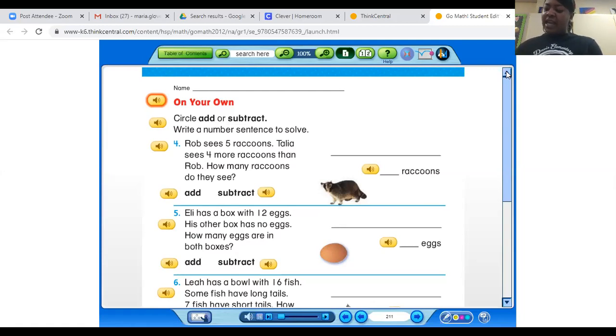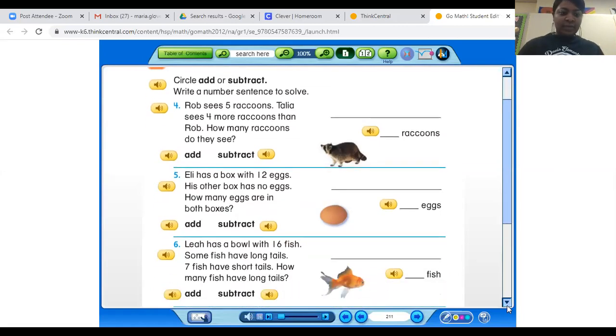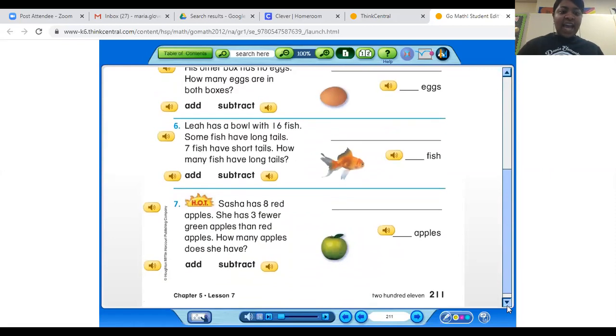All right. Now let's look at our hot problem. Sasha has 8 red apples. She has 3 fewer green apples than red apples. How many apples does she have? All right, so we know she has 8 red ones. 1, 2, 3, 4, 5, 6, 7, 8. She has 3 fewer green apples than red apples. So let's figure out how many green apples she has.